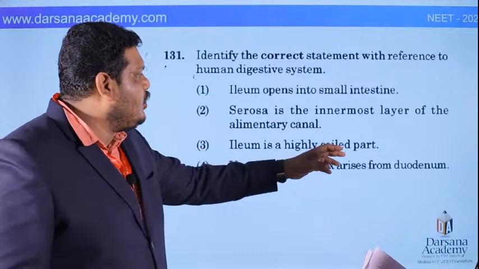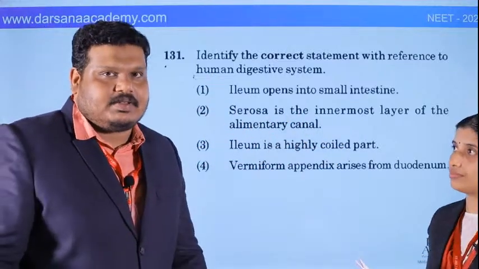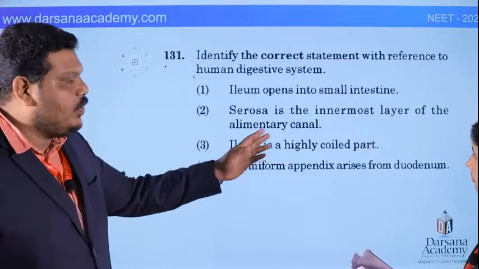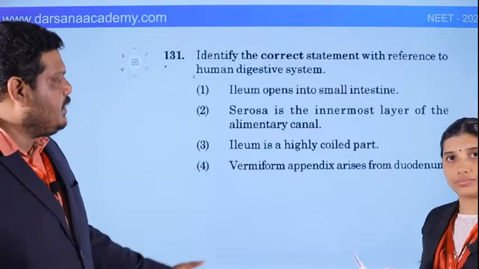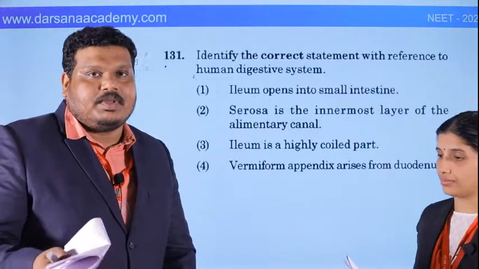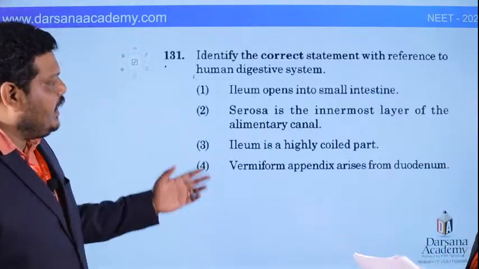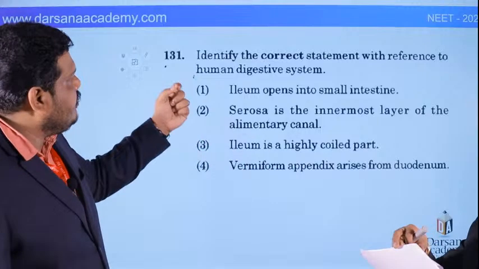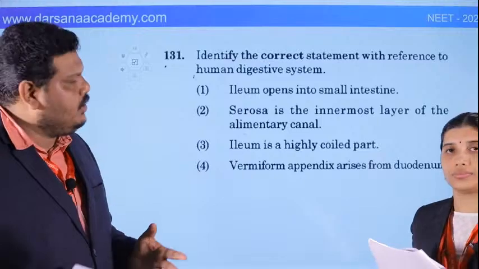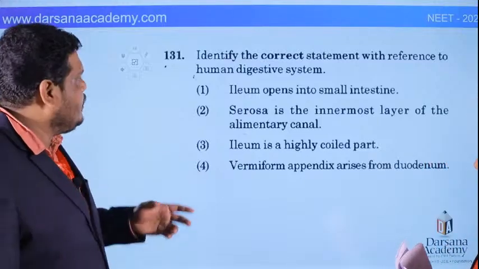Serosa is the innermost layer of the alimentary canal. As you know, the serosa is not the innermost part of the alimentary canal. Then ileum is a highly coiled part. Yeah, that is the right statement. A vermiform appendix arises from the duodenum. Never, it is from the cecum. So the statement that ileum is a highly coiled part is the correct statement for question number 131. It's a direct question, that simple.